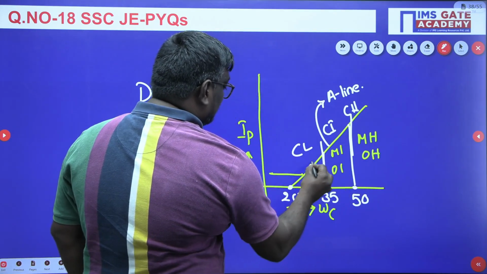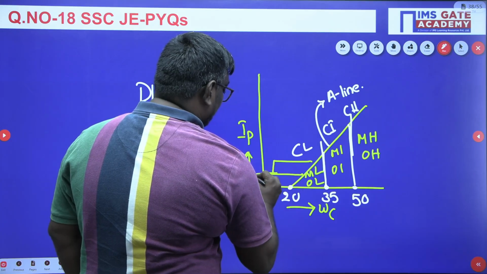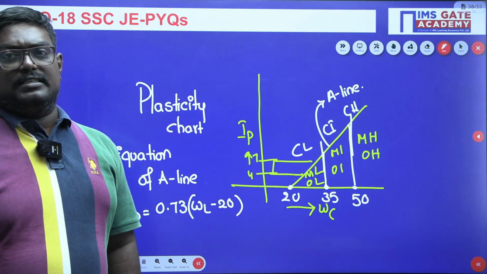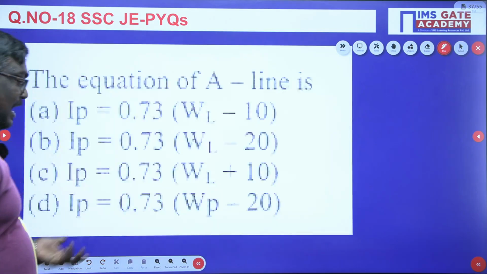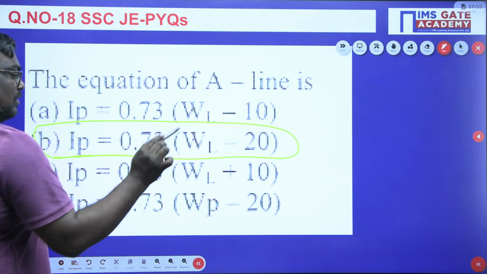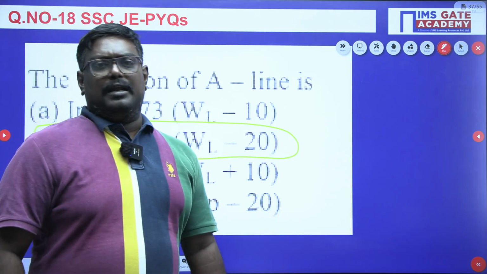And for the plasticity index of 4 to 7, you will have the dual nature, it will have both the natures of clay and silt. I hope you are clear. And if they ask you only the question, IP is equal to 0.73 into WL minus 20. So the option B will be the right answer.